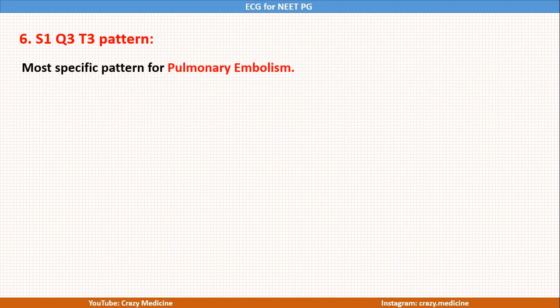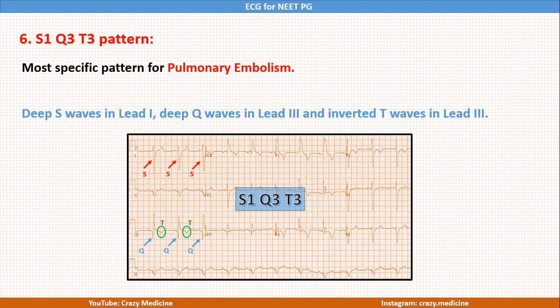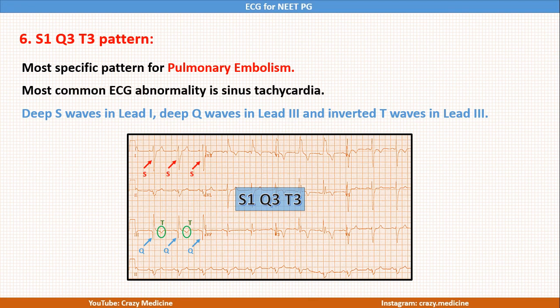Next is S1Q3T3 pattern. It is the most specific pattern for pulmonary embolism. It is characterized by deep S wave in lead 1, deep Q wave in lead 3 and inverted T waves in lead 3. The most common ECG abnormality in pulmonary embolism is sinus tachycardia.